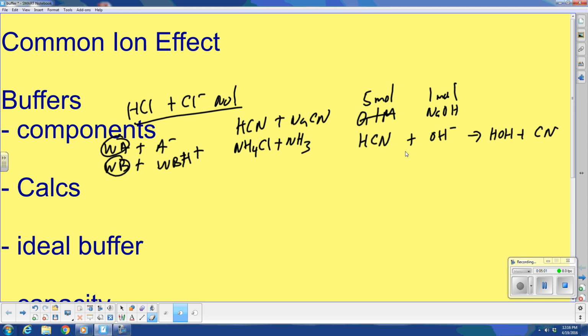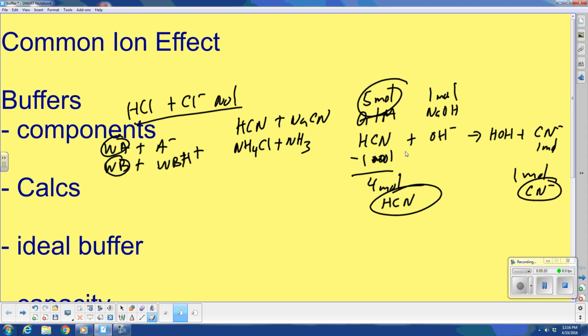And how much cyanide am I going to form? 1 mole. How much hydrocyanic acid do I have? I started off with 5 minus 1 mole. I have 4 moles. So guess what I've just created? I have 4 moles of HCN and I have 1 mole of cyanide. What's that look like to you guys? It looks like a buffer solution to me. So watch out. They may have you create a buffer solution without you actually realizing that that's what you're doing. So that's what buffer solutions are.